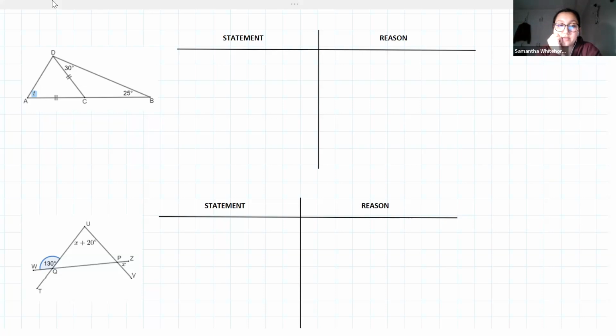Look at what information I've given you. Look at why it's useful to you, and then how is it going to help you get to T or to X.